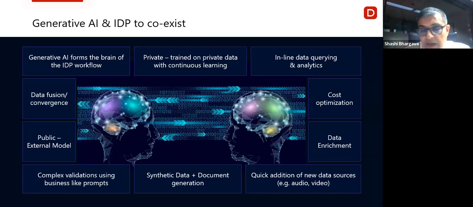The way we look at going forward, yes, quick addition of new data sources. That is one of the options. A futuristic thing which we see is where audio can be ingested into the IDP and a lot of data can be extracted from the audio and video, the data ingestion which is happening there. This is where I see generative AI and the IDP is going to be very, very effective.